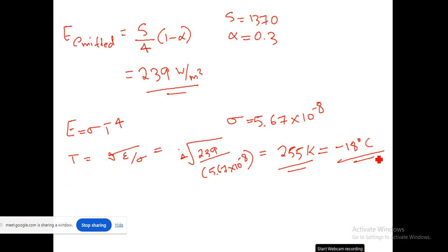Suppose there was no atmosphere or greenhouse gases. Whatever energy is being re-emitted from the earth, that is this 239 watt per meter square as we calculated, this much amount would be leaving. But what is happening is that, because of the presence of atmosphere and greenhouse gases, this energy is not leaving the earth's atmosphere. When the earth is emitting this energy, the greenhouse gases present in the atmosphere absorb it and re-emit it back to the earth.